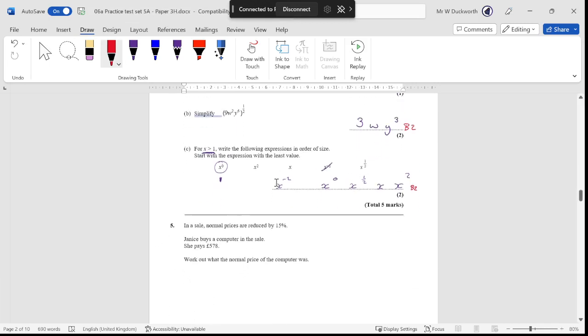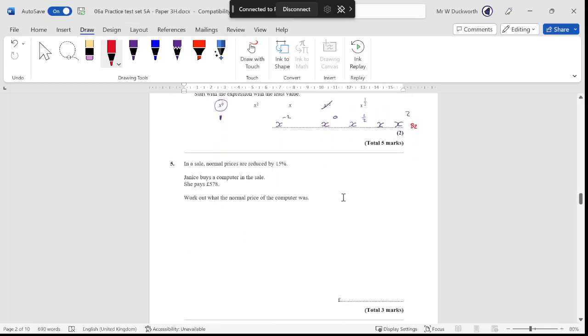For question 5, I'll do the quick version of this. In a sale, the normal prices are reduced by 15%. So if we've got a 15% reduction, it means that would be 0.85 as a decimal multiplier. So if the value times by 0.85 is equal to 578, then the normal price would be 578 divided by the multiplier instead of times by the multiplier.